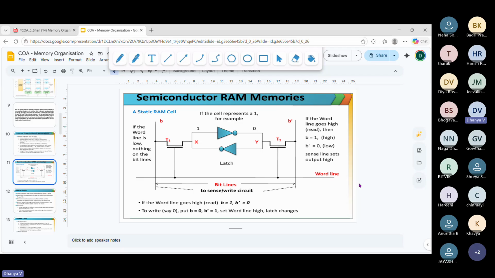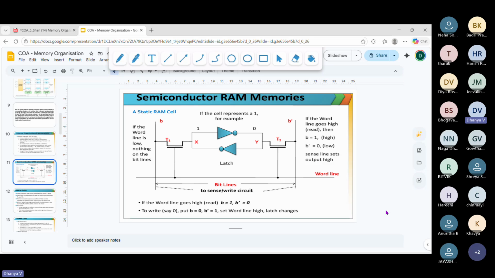Is this part clear? When the word line is 0, that means T1 and T2 connected to the word line are both 0. Transistor is 0 means it is in off state. So in off state, only the cell will be remaining, and whatever the contents in the cell will remain as it is. So it will work like a proper latch.